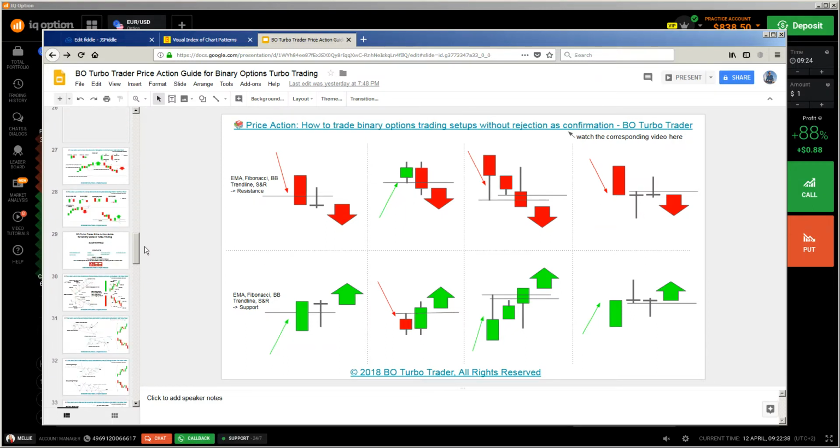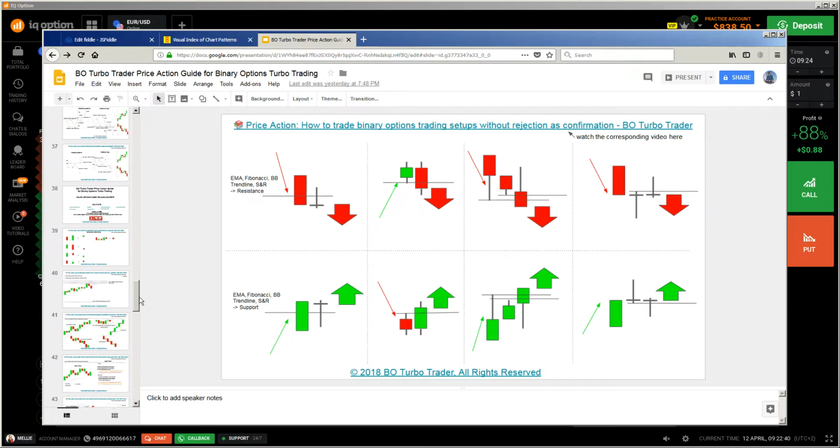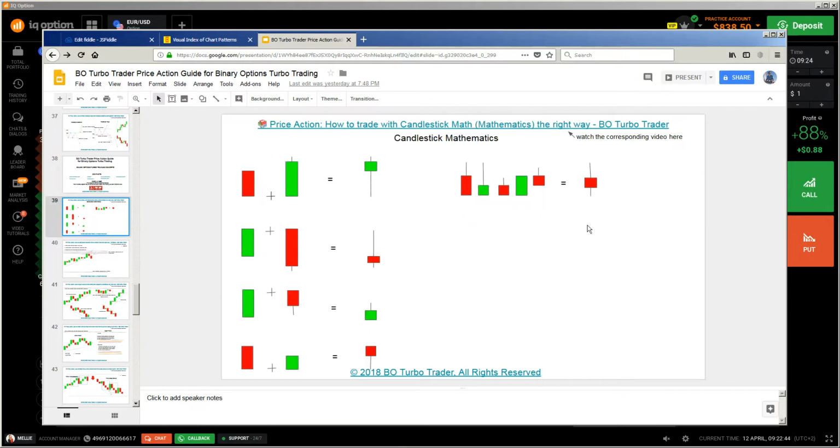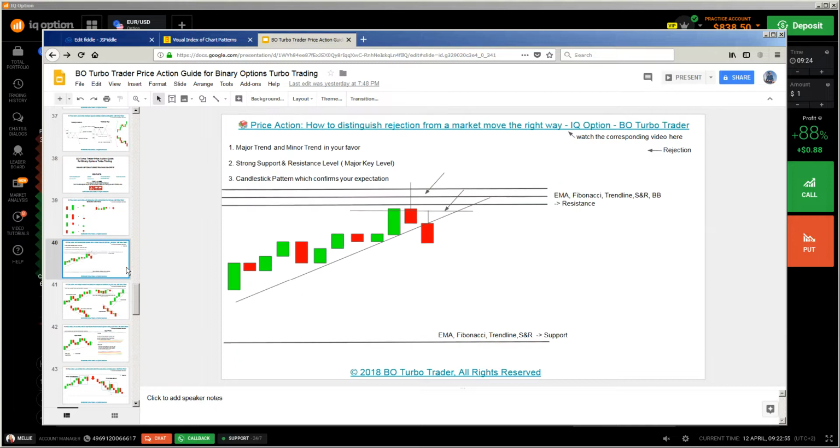So let me see. First of all, I can only recommend that you get this ebook and watch the videos related to this ebook. There is the candlestick mass video, which is really important to understand the whole concept of those things. Then the rejection video, and here we have the 3 parts which are important to have a good trading setup. That's a trend, that's a key level, and that's a candlestick pattern, and lastly the rejection, which is explained in this video.